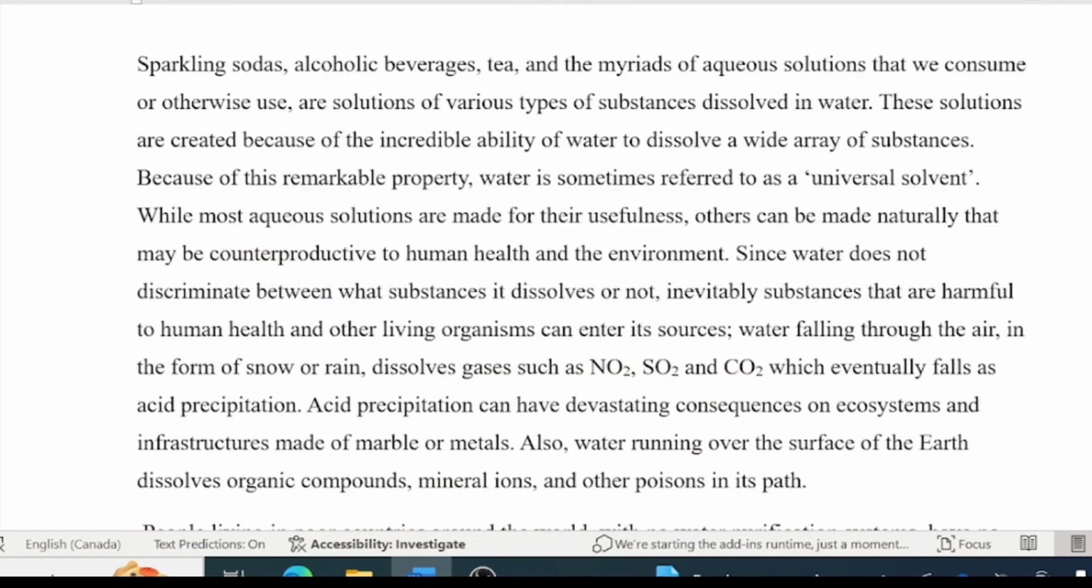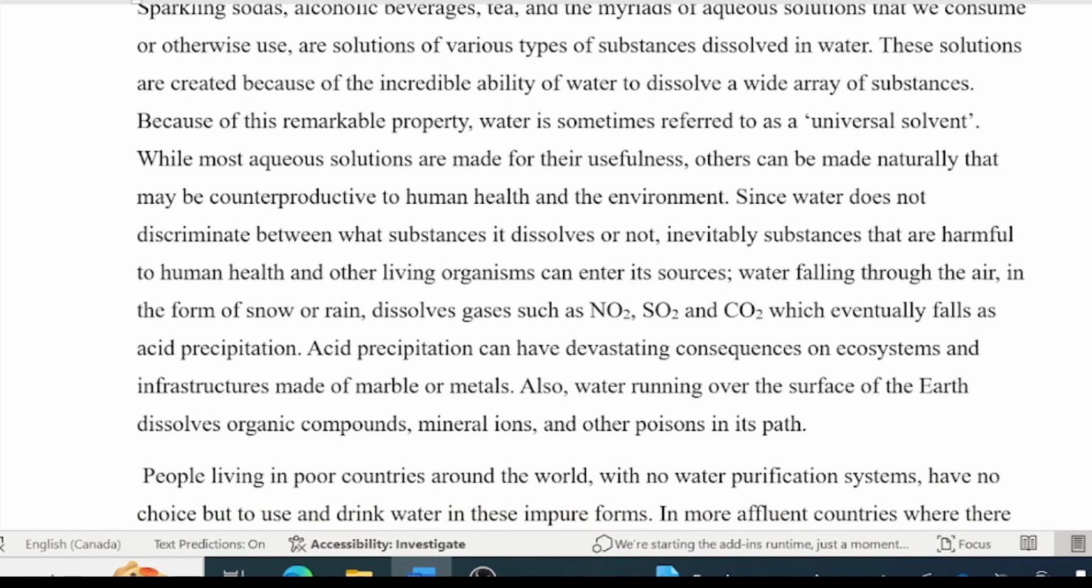Sparkling sodas, alcoholic beverages, tea, and a myriad of aqueous solutions that we consume or otherwise use are solutions of various types of substances dissolved in water. These solutions are created because of the incredible ability of water to dissolve a wide array of substances. Because of this remarkable property, water is sometimes referred to as a universal solvent.